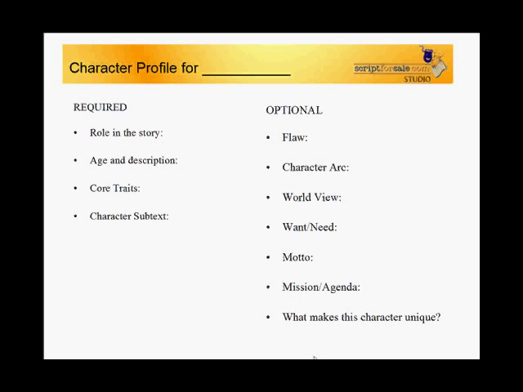A motto simply means a character might have a certain saying or something that they're really proud of. That's a big part of who they are. Mission or agenda: if they have a covert agenda, if they're trying to accomplish a particular thing. And what makes this character unique.